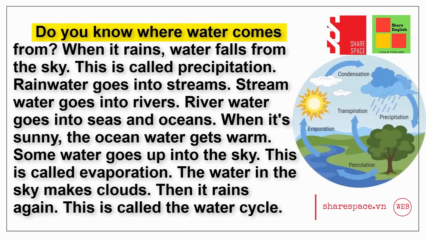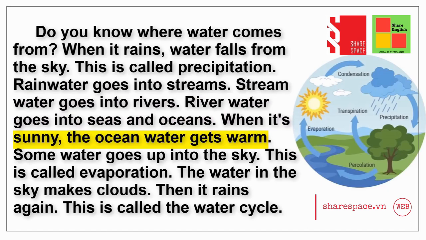Do you know where water comes from? When it rains, water falls from the sky. This is called precipitation. Rainwater goes into streams. Stream water goes into rivers. River water goes into seas and oceans.